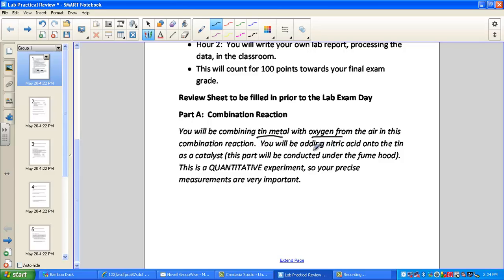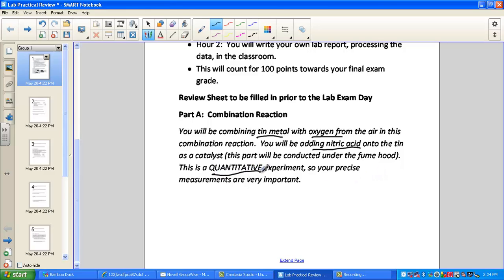We use a catalyst. The catalyst is called nitric acid. We pour the nitric acid underneath in the fume hood onto the tin directly. It will start to react. If you recall having done this experiment earlier, the tin starts to bubble up and a brown heavy gas starts to come out of the evaporating dish. It's stinky, which is why we're doing it underneath the fume hood.